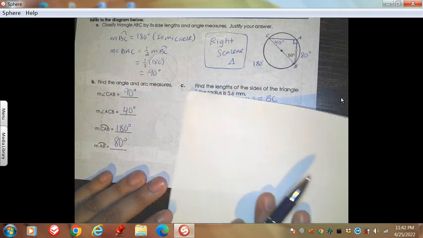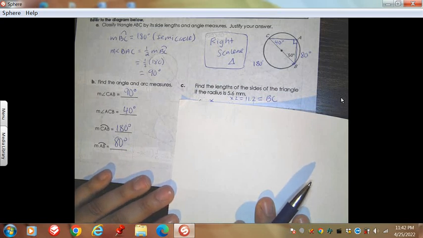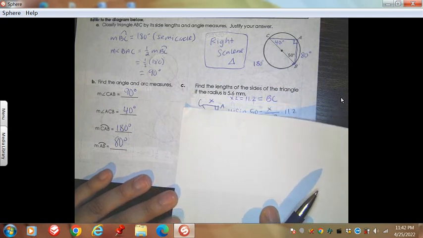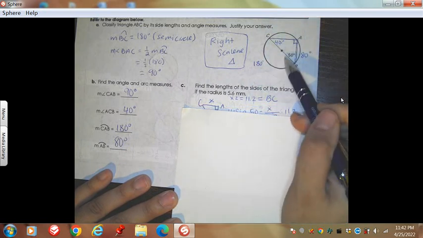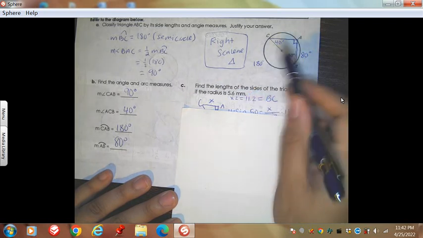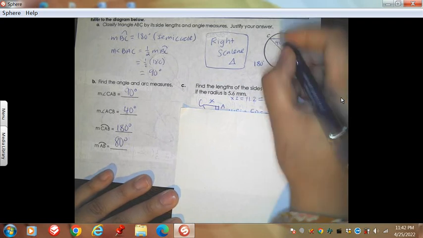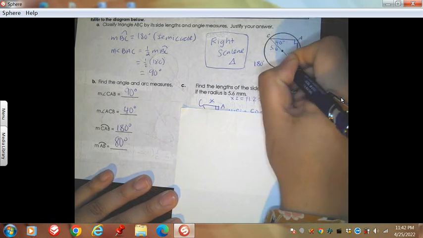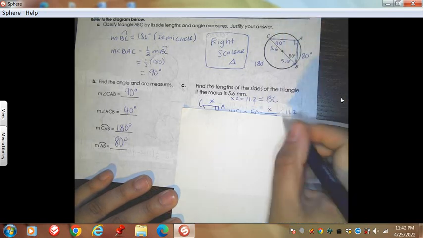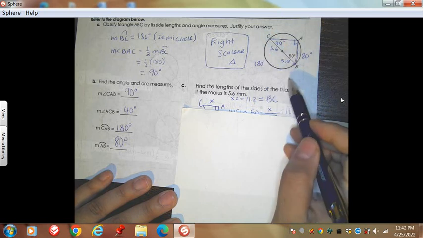Now the last question is an application of some trig that we had already done in past units. This is not going to be on a quiz or a test, but it's good practice for the final exam for sure. So I see the same diagram, but now it's asking me to find the side lengths. What I do know is that the radius is 5.6. In my diagram, the only radius would be going from the point to the center. So this is 5.6 and this is 5.6. If you either add them up or double them, that gives us 11.2 for segment BC. So that is the hypotenuse, that's BC.